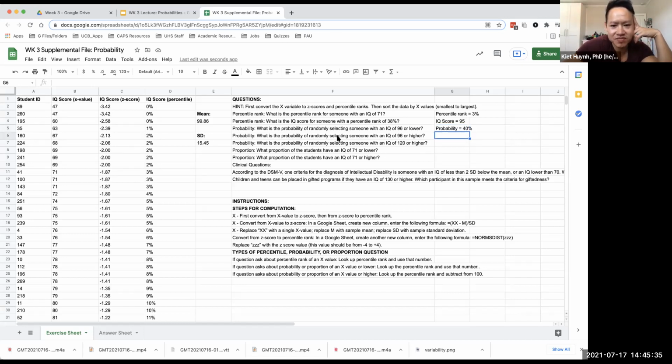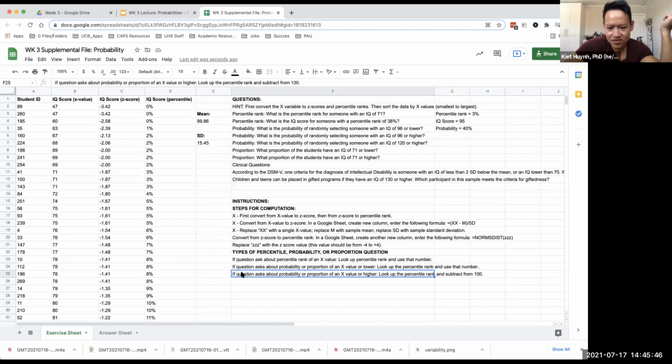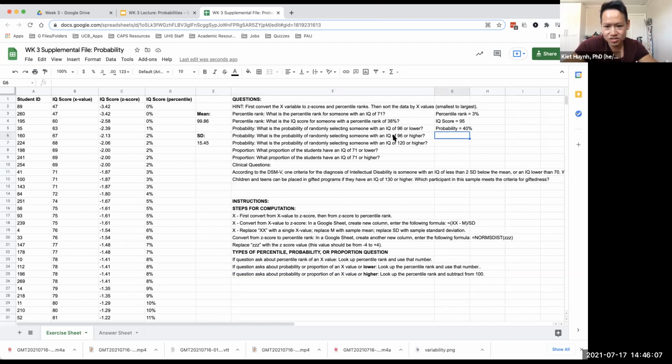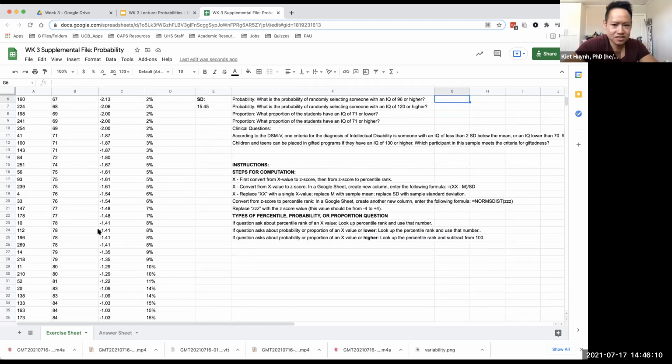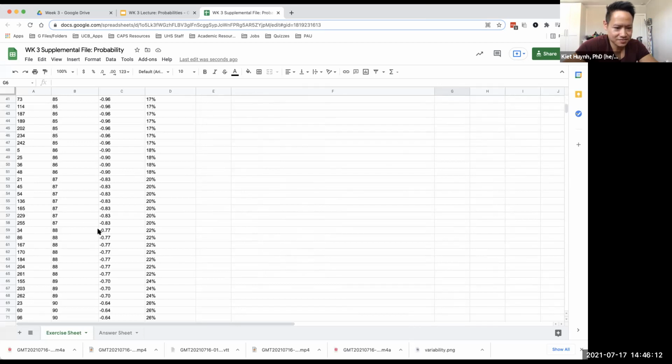What is the probability of randomly selecting someone with an IQ score of 96 or higher? So this time we're not looking at 96 or lower, we're looking at 96 or higher. Usually when it's proportion or probability, they're asking about either lower or higher, and the way you answer is different depending on which. If it's lower, you just look at the percentile rank and use that number. But if it's higher, then you look at the percentile rank and subtract that number from 100. So you're looking at an IQ score of 96.